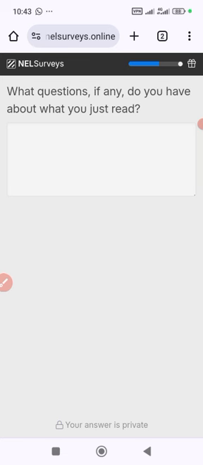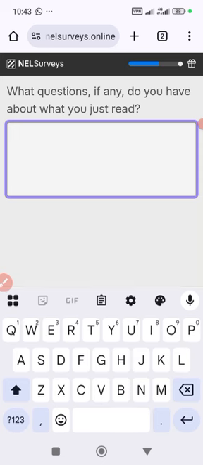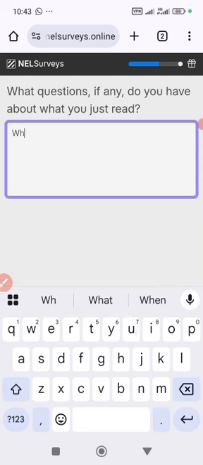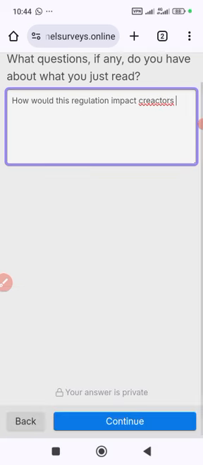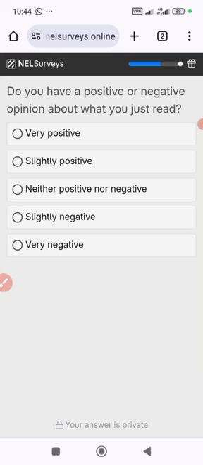What question, if any, do you have about what you just read? How would this regulation impact creators? How will it impact creators? Do you have a positive or negative? Slightly positive.